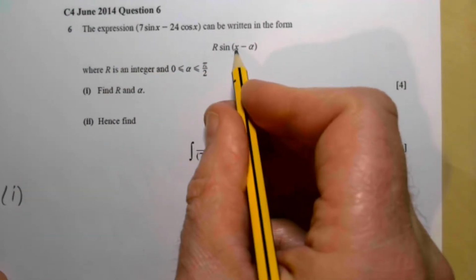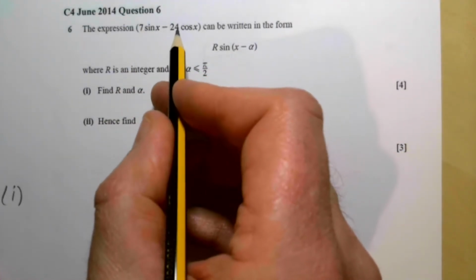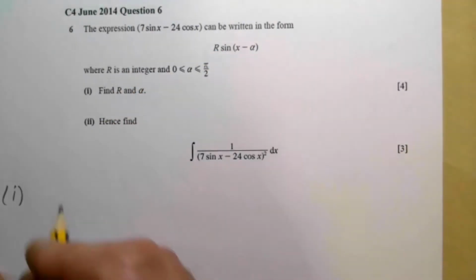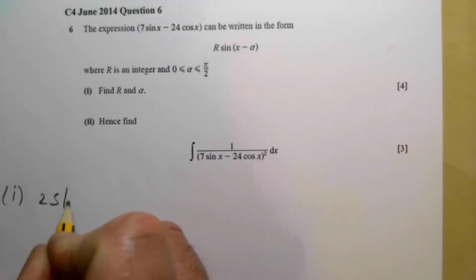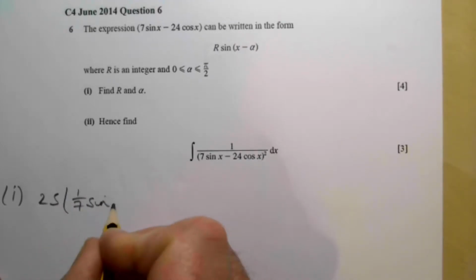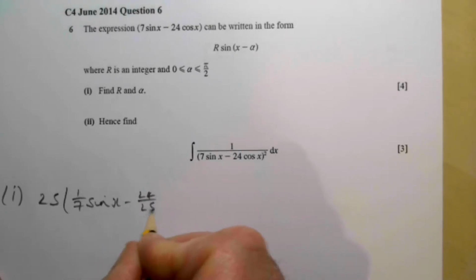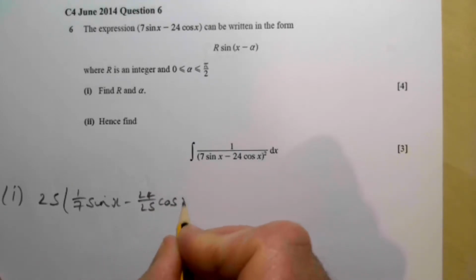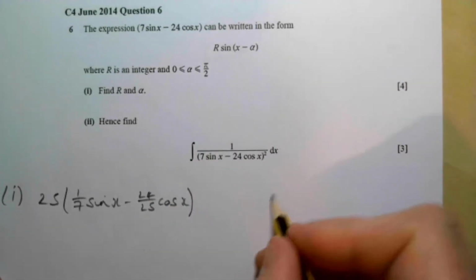So this is just one of our harmonics here. r sine (x minus alpha). Let's rewrite this first of all. 7 and 24, I hope you know, are two parts of a Pythagorean triple. So we could write this as 25 times (7 over 25 sine x minus 24 over 25 cos x). Alright, we're going to try and compare that to our r sine (x minus alpha).